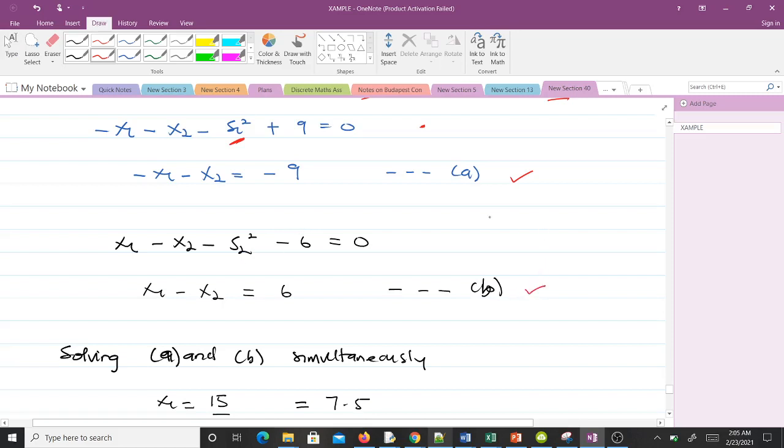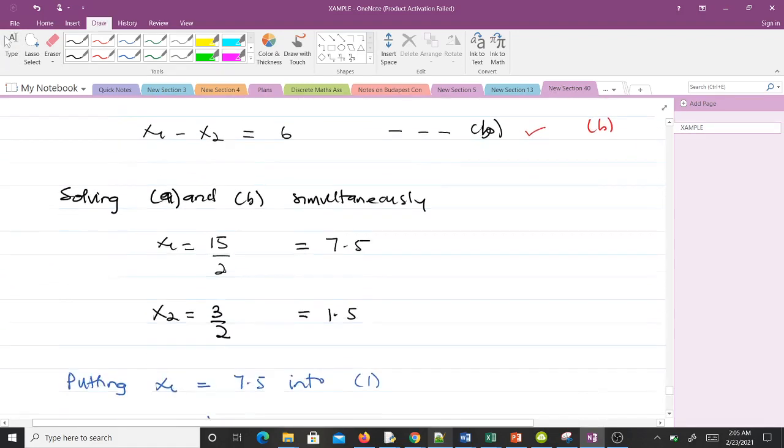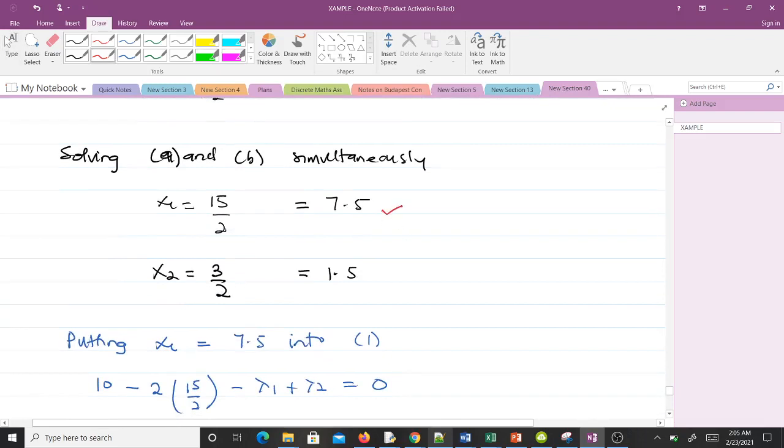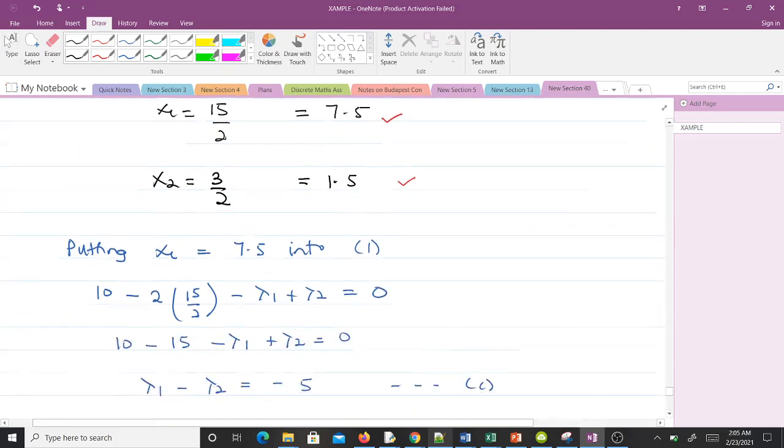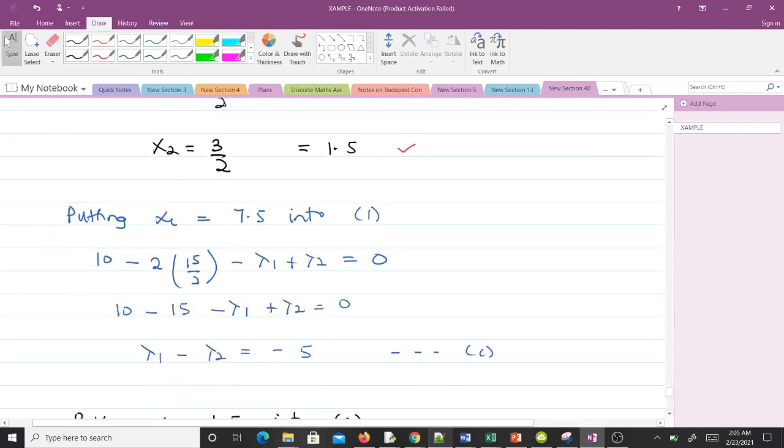So you can see that we have a system of two equations with two unknowns. That means we can solve equation A and equation B simultaneously for x1 and x2. And when we do that, we will get x1 to be 7.5 and x2 to be 1.5. So putting x1 equals 7.5 into equation 1, wherever you find x1, you put 7.5, which is the same as 15 over 2. This gives us equation C.